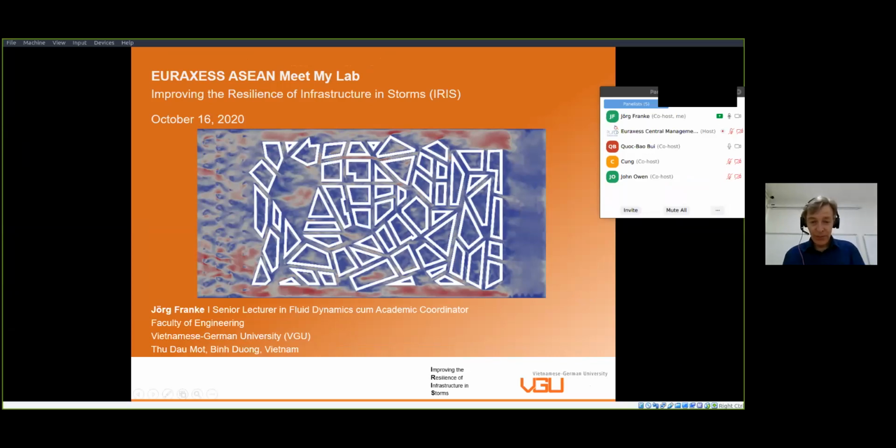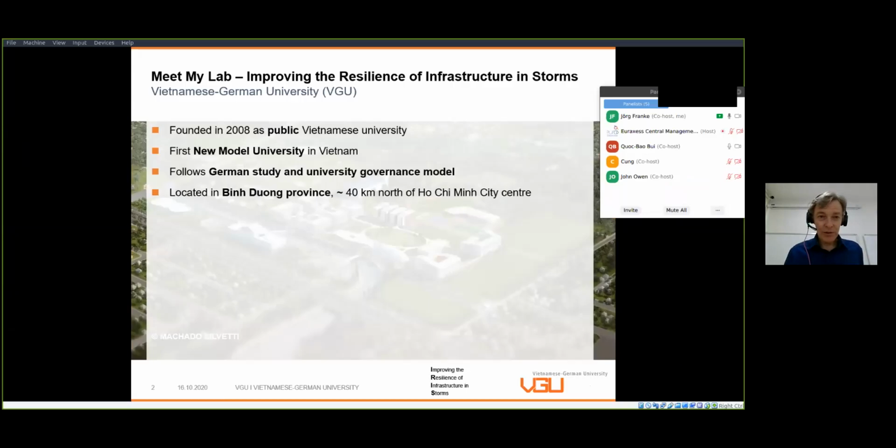I will first introduce a little bit about the university, because we are now changing from Nottingham, a very old established university, to the Vietnamese-German University, which is a new university that was just founded 12 years ago in 2008 as a public Vietnamese university. It was founded by the Ministry of Education and Training in Vietnam and the state of Hessen. It is the first new model university in Vietnam of a totally planned 4, and it follows German study, and the university governance model tries to implement that in Vietnam.